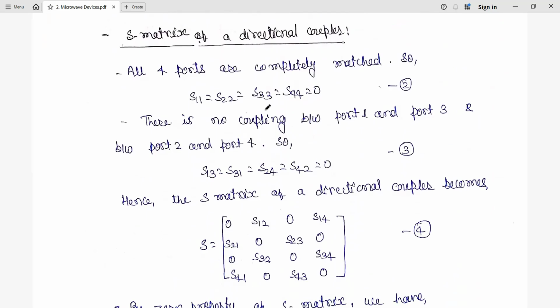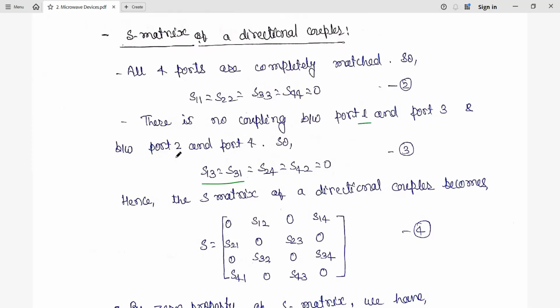Since it is a 4-port network, it will have a 4 cross 4 matrix. Already we have seen that these ports are matched properly, so S11, S22, S33, S44 are equal to 0. And there is no coupling from port 1 to port 3, so the elements S13 and S31 are going to be equal to 0.